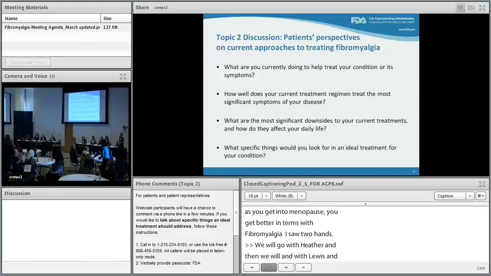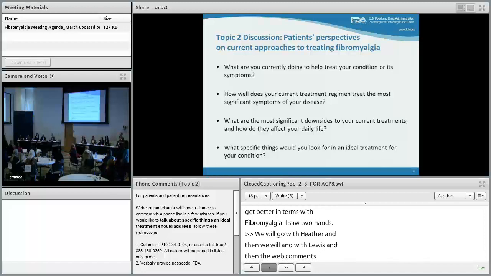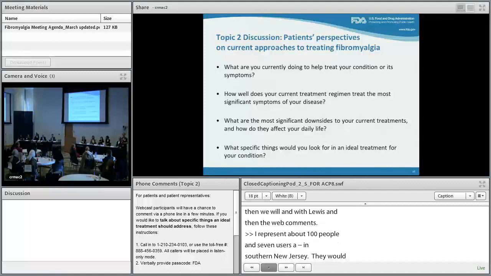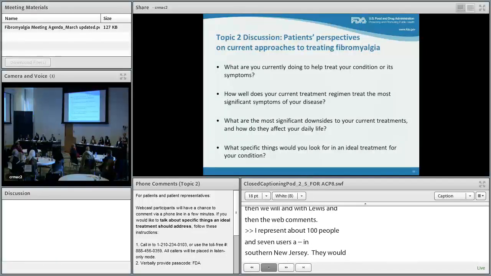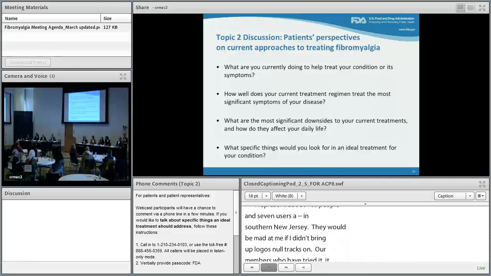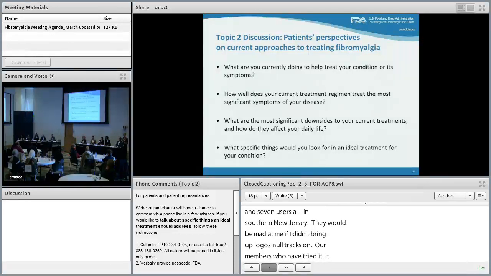Heather, right here. Thank you. I represent about 100 people in southern New Jersey in my support group, and they would be really mad at me if I don't bring up low-dose naltrexone, because our members who have tried it, it has changed their life, because it has helped with lowering certain types of pain, not all of it, but certain types of pain.